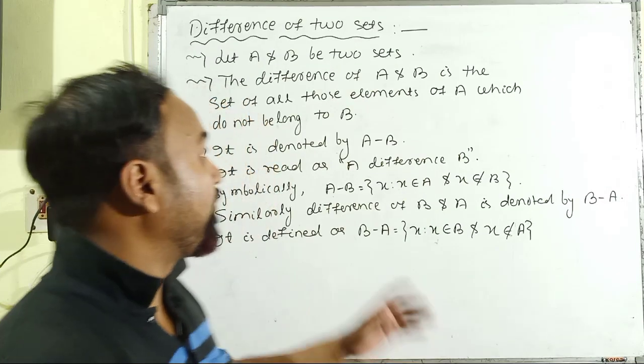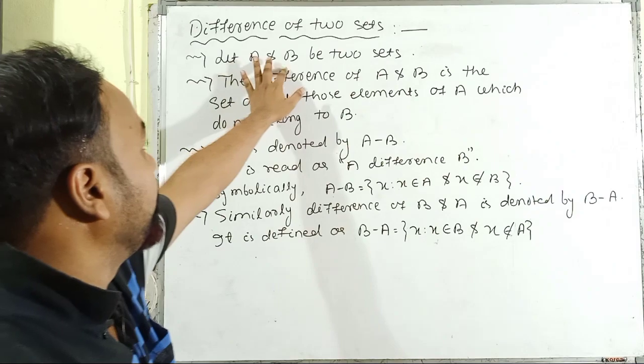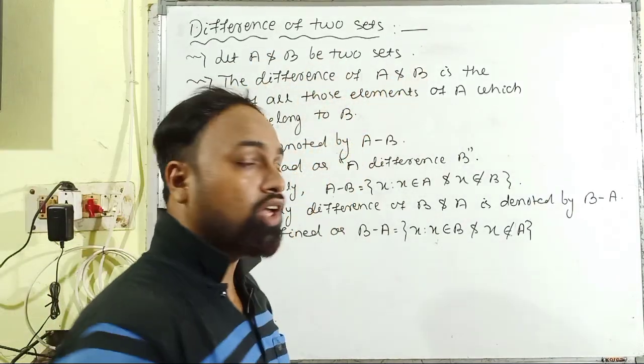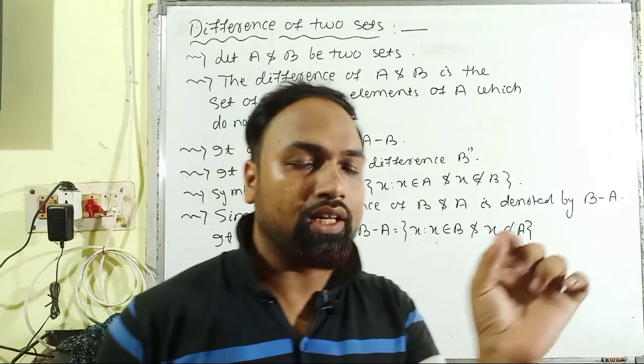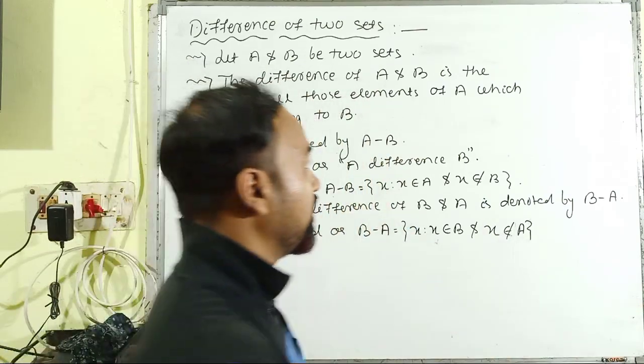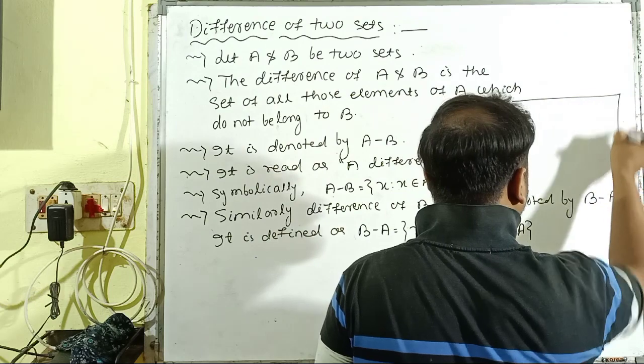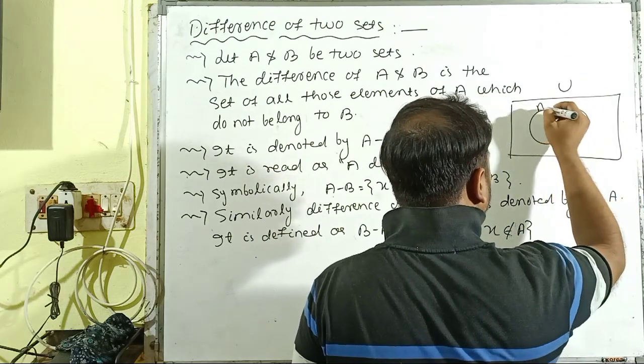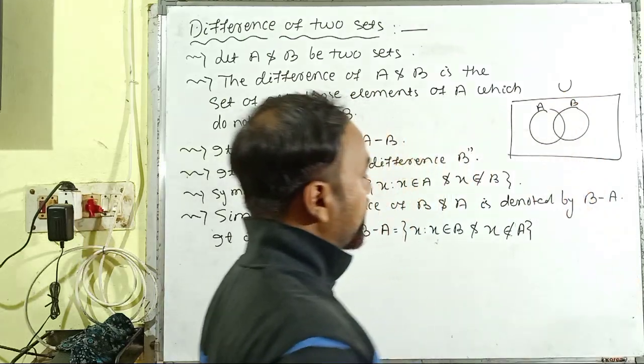Then coming towards the difference of two sets, let A and B be any two finite sets. The difference of A and B is the set of all those elements which are present in A but not present in B. Let us take a Venn diagram. Here is the universal set U and the two sets A and B. Here they intersect each other.